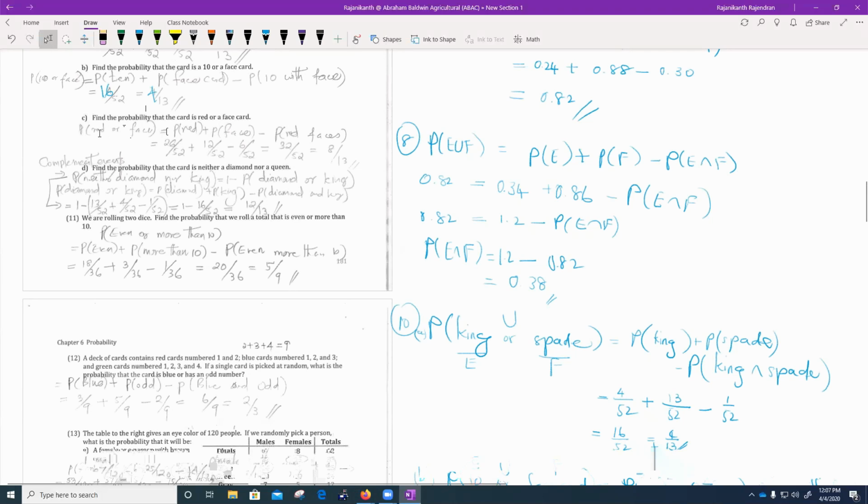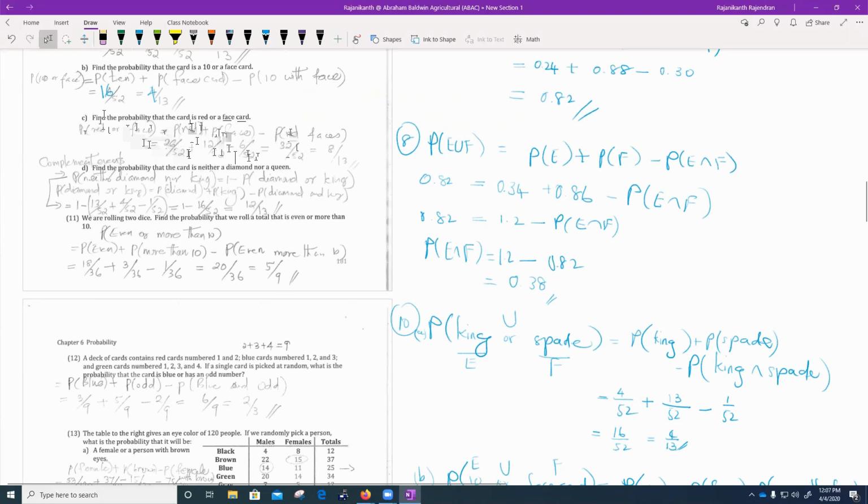Okay, part C. Finding the probability that the card is red or face. Red or face. So this is event C, this is event F. So I'm doing the same thing here: the probability of red, the probability of face, and subtracting the probability of red with face cards. So how many red cards are there? There are 26. Remember, there are 2 varieties of red cards, which are hearts and diamonds. So you have 26 of them.